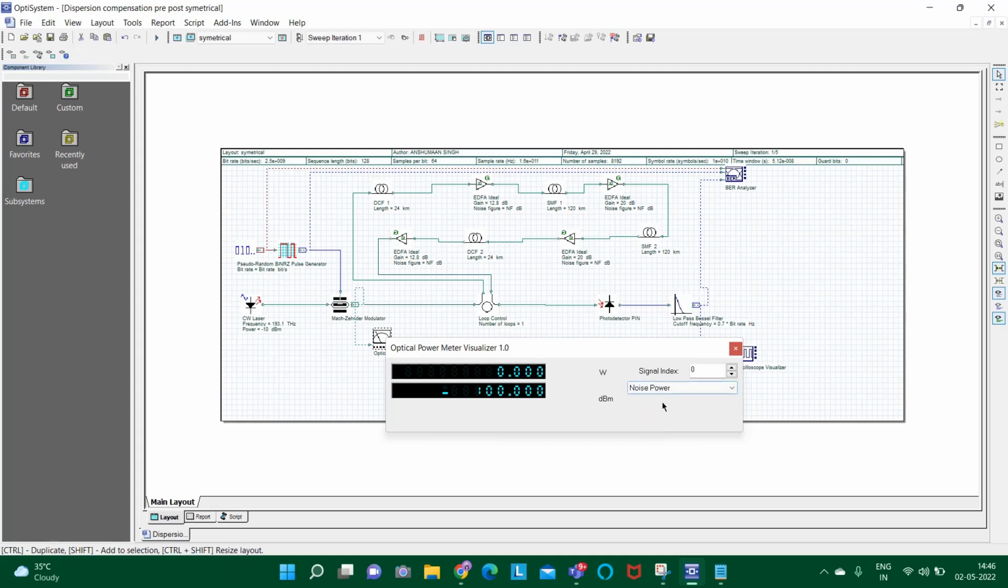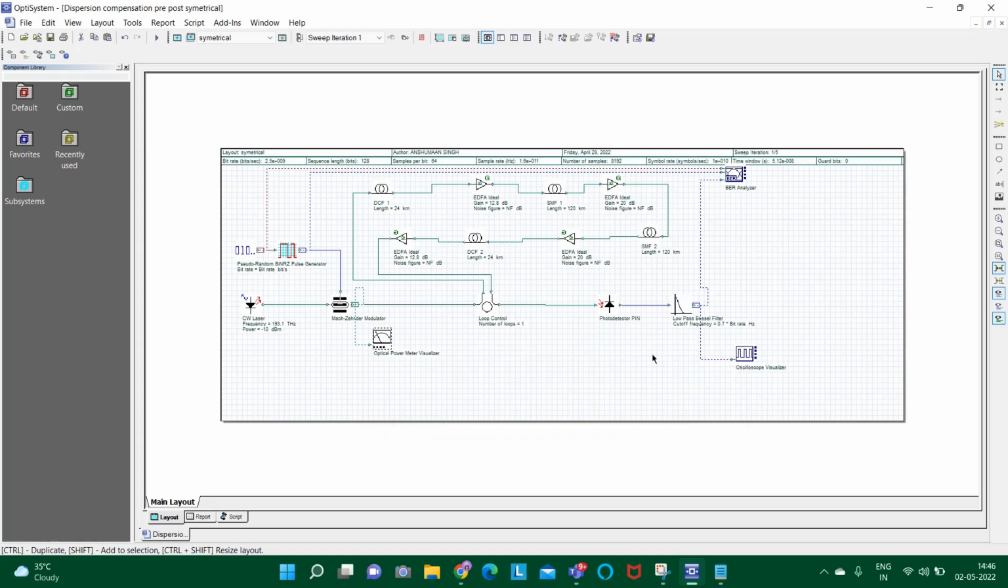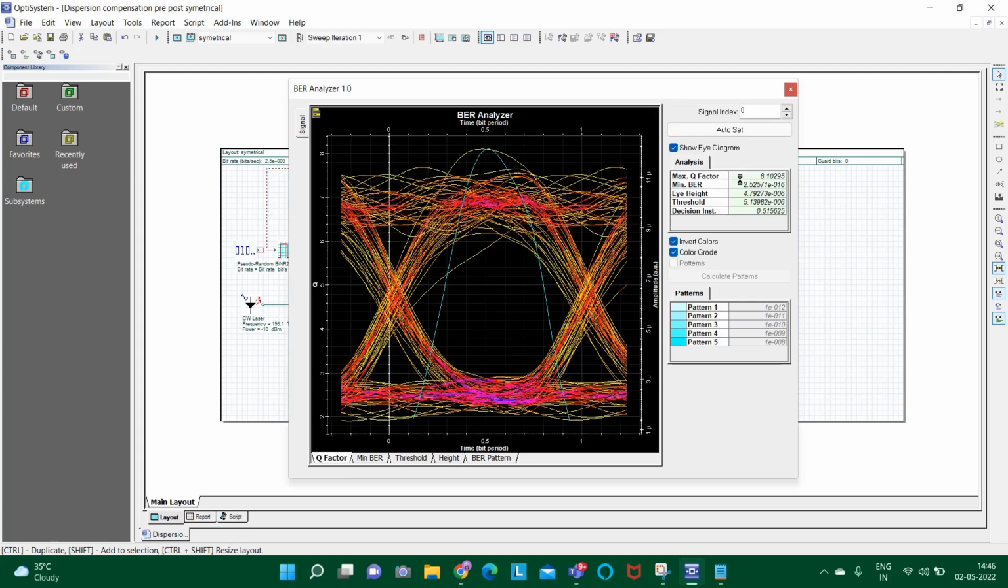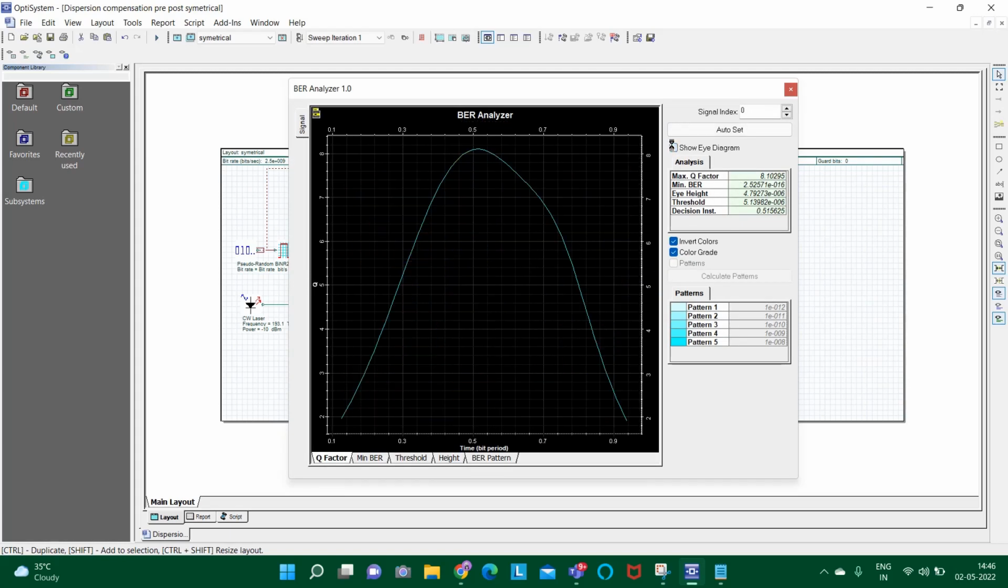If I click into the noise power, which is minus 100 dBm, similarly sample signal power minus 13.28. So all types of power you will get from this optical power normalizer. And if I go to the BER analyzer, the most important part of our topic, so just remove here, so we can see the maximum Q factor is 8.1029.